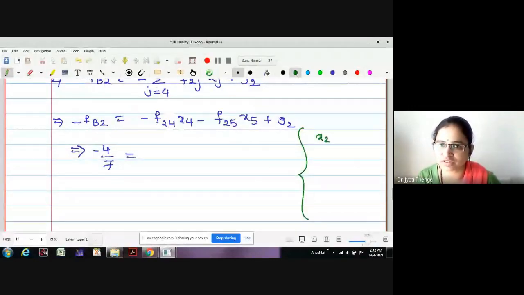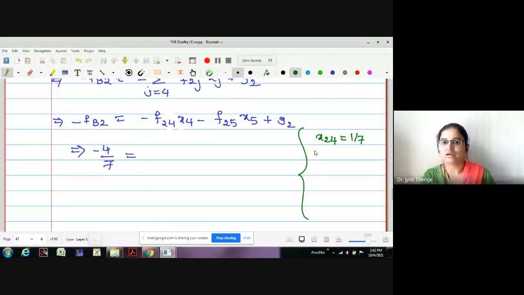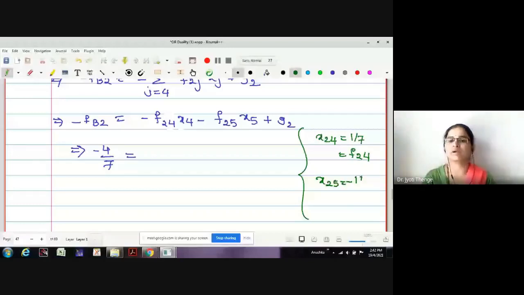X24 is equal to 1 by 7. As it is itself a fraction, there is no integer involved. Therefore, this value itself is F24. No problem with this. What about X25? X25 is minus 1 by 7. Now we want to find a positive fractional part of X25.